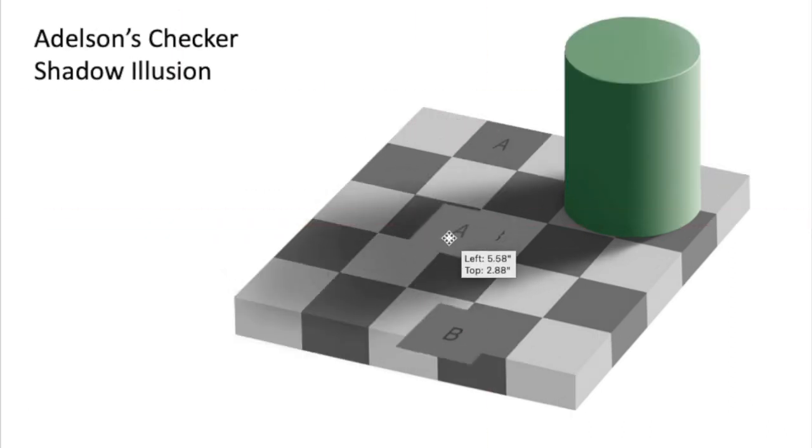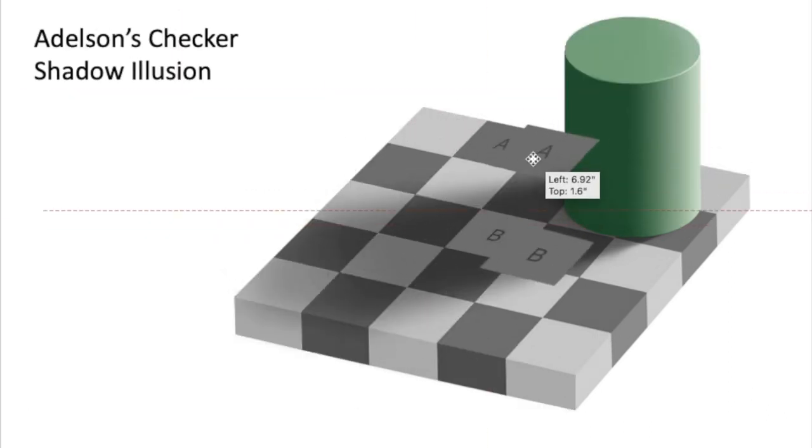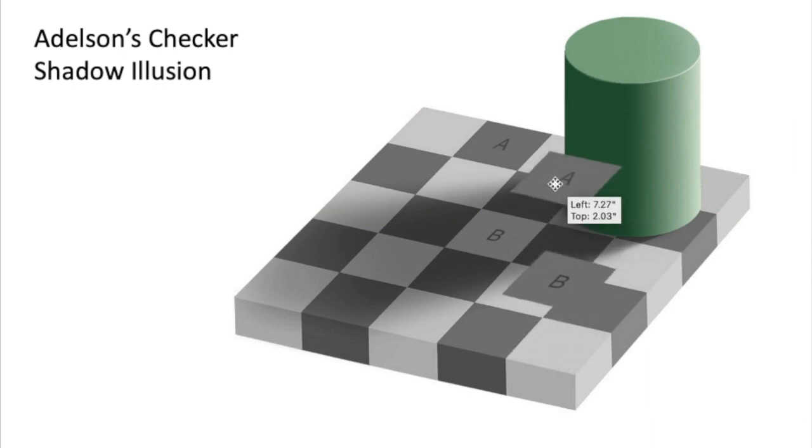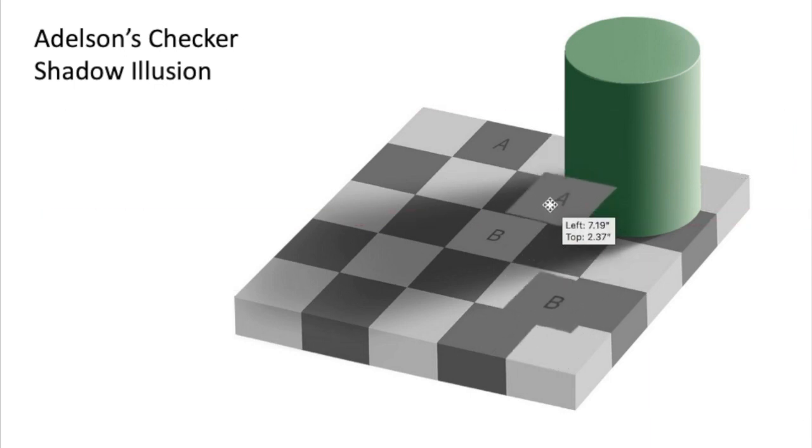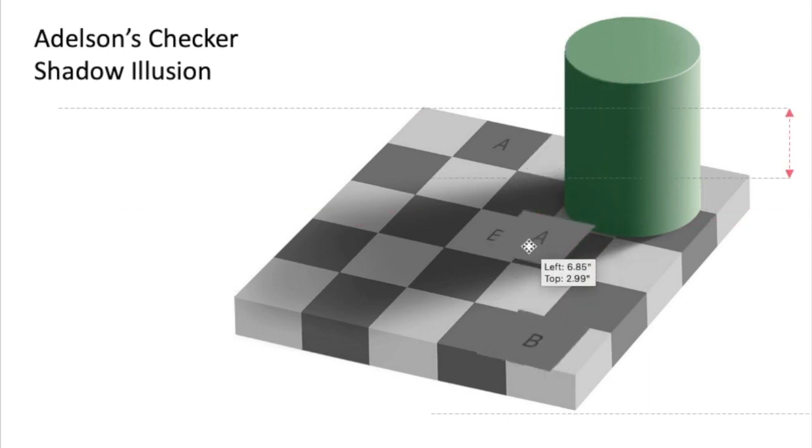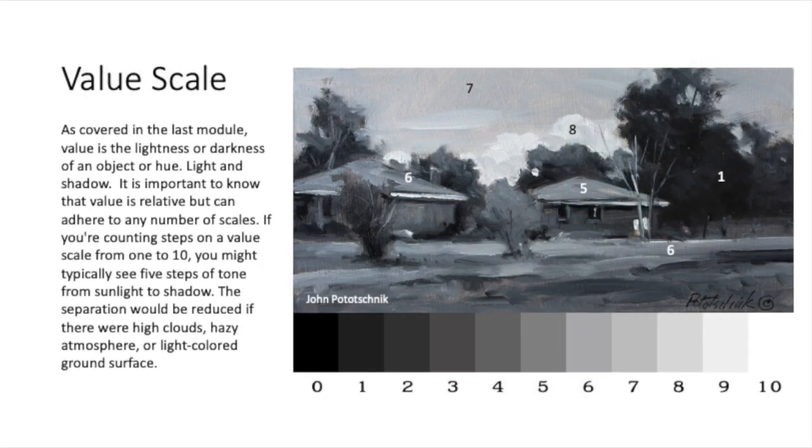Here you can see me moving around A and B along the grid. No matter how many times I shift them, they are the exact same color. It's important to know that the value is relative but can also adhere to any number of scales.